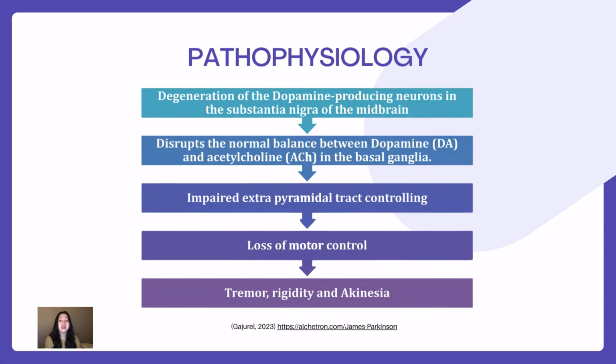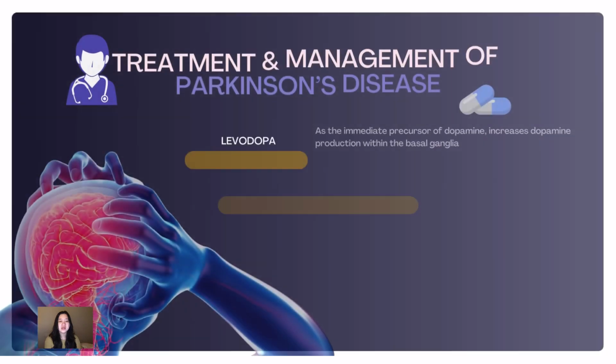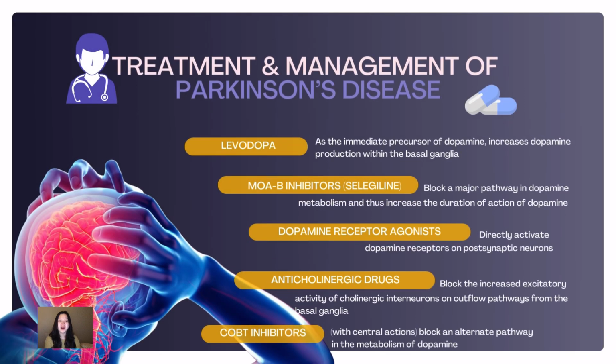By the time clinical manifestation occurs, approximately 85% of dopaminergic neurons are lost. Then patients who have Parkinson's can experience involuntary movements such as tremor, rigidity, and akinesia. Next slide would be treatment and management of Parkinson's.